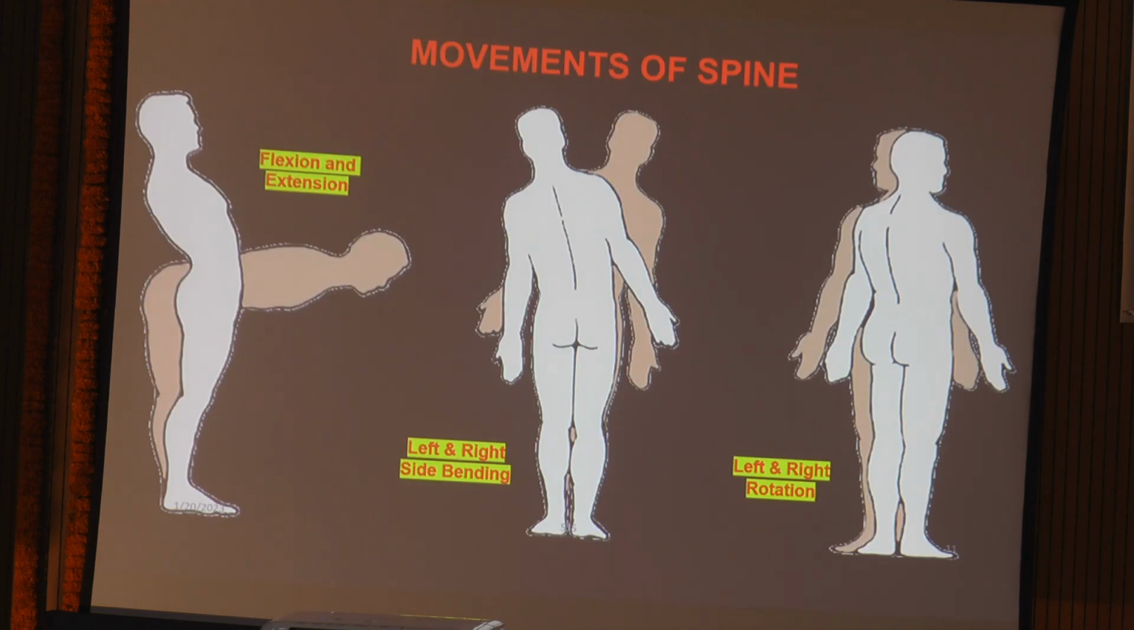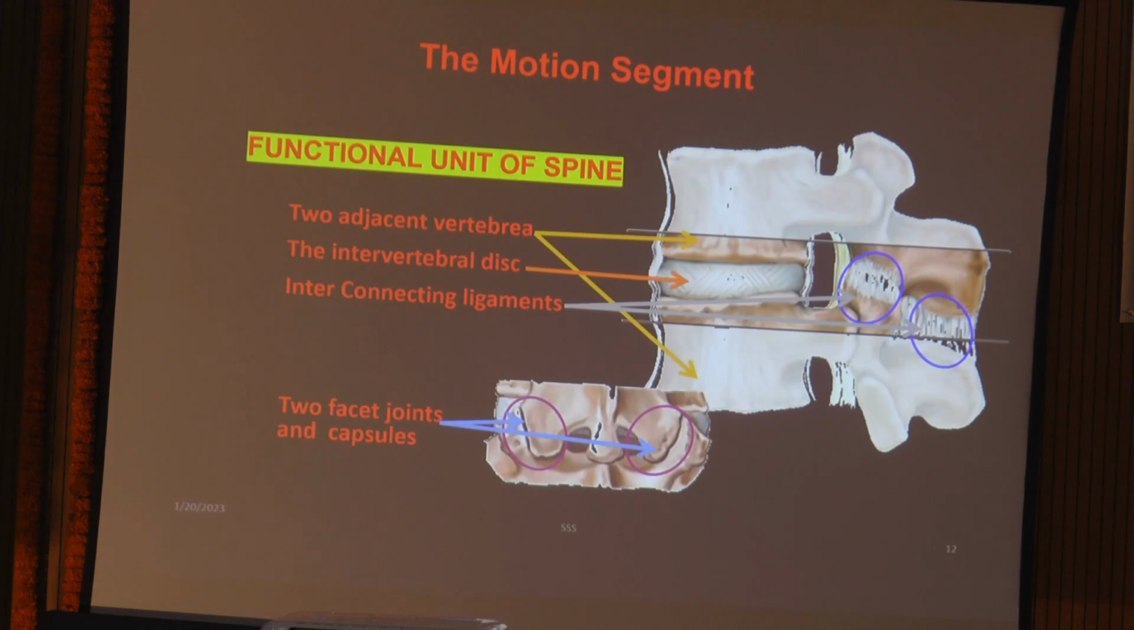For every clinician, especially orthopedic surgeons who are the protectors of movement, the movement of spine, this is flexion, this is extension, this is left and right side bending, and this is the left and right rotation. This is a very important slide. We should understand what is motion segment. Motion segment is the functional unit of spine. It is comprised of the two adjacent vertebra, the intervertebral disc, the interconnecting spinous ligaments and the two facet joints with the capsule around it.